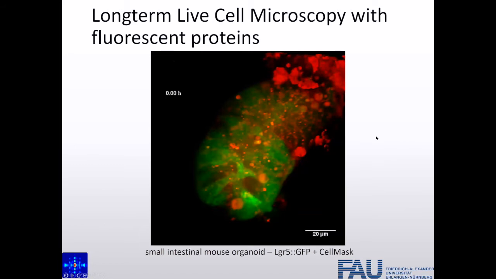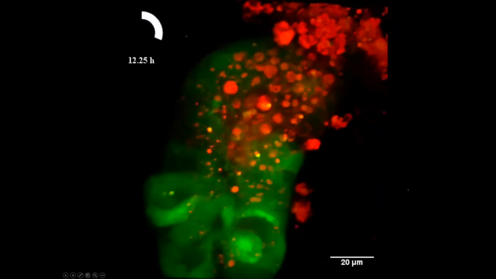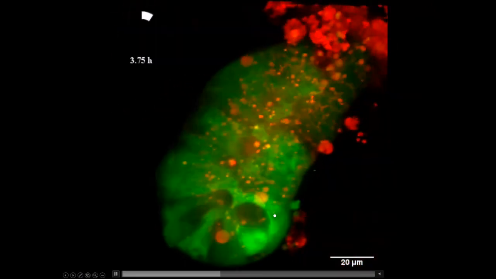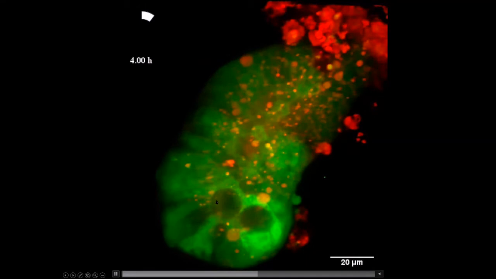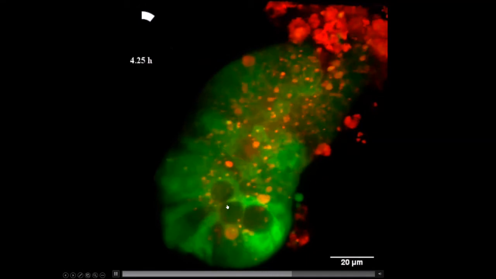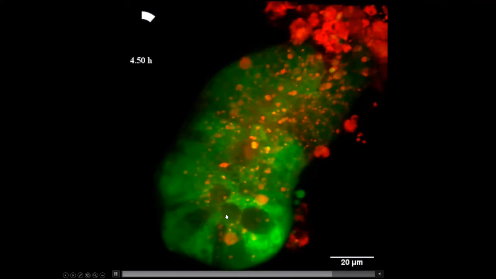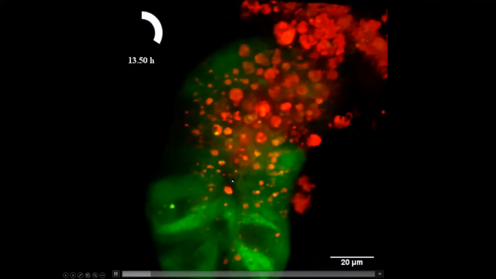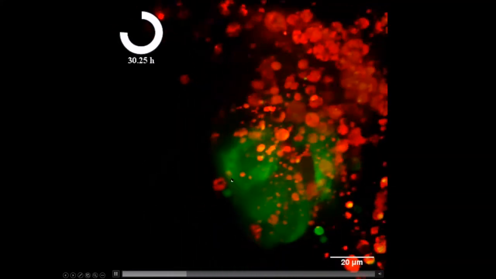This is something I will just show you. I'm able to do long-term live cell imaging in fluorescent small intestinal mouse organoids. These organoids are really sensitive, but as you see, if I play this video, I can image them for more than 40 hours. Now you see it's playing slowly. You see this one cell is getting bigger, and it's doing a division. So we are already able to record divisions in these organoids.